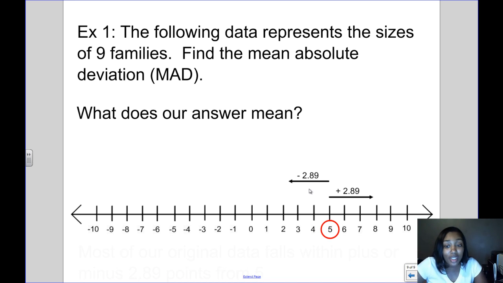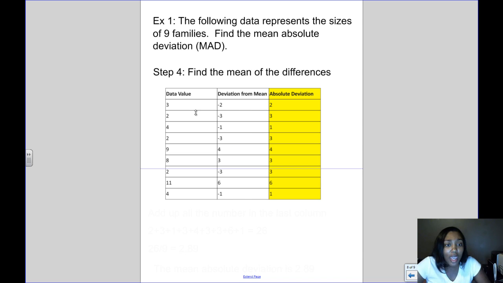So what that means is that most of the families that we interviewed, of those 9 families, lie somewhere basically between 2 and 8. And that would be a good description of the data that we have, because if we look back at this table in our very first set, most of the values do land somewhere between 2 and 8. We have a couple that land outside of it, but most of them land between 2 and 8.